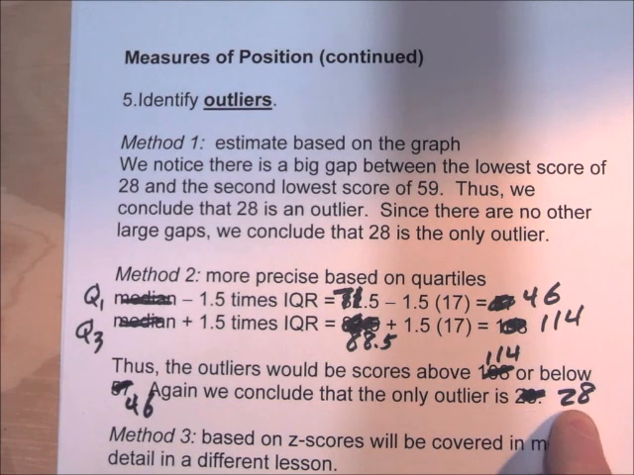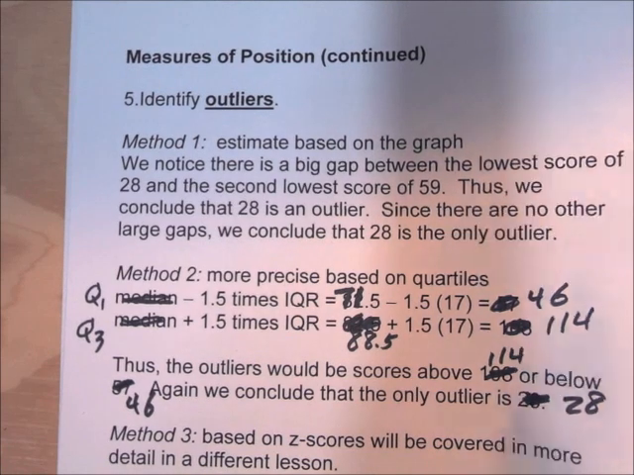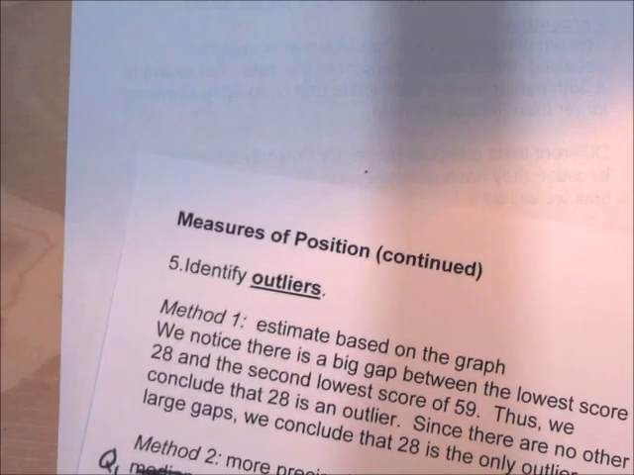And there's only one. We had a score of 28. That was the only score that was below 46, we didn't have any scores that are above 114. So in this case, we have one outlier. In some cases, you might have more than one outlier, but for this data set, we just have the one outlier. There's also a method based on z-scores, which we'll get into a little bit later. A z-score below -2 or above +2 is moderately unusual. A z-score below -3 or above +3 is an outlier. But we'll get into more of that later.